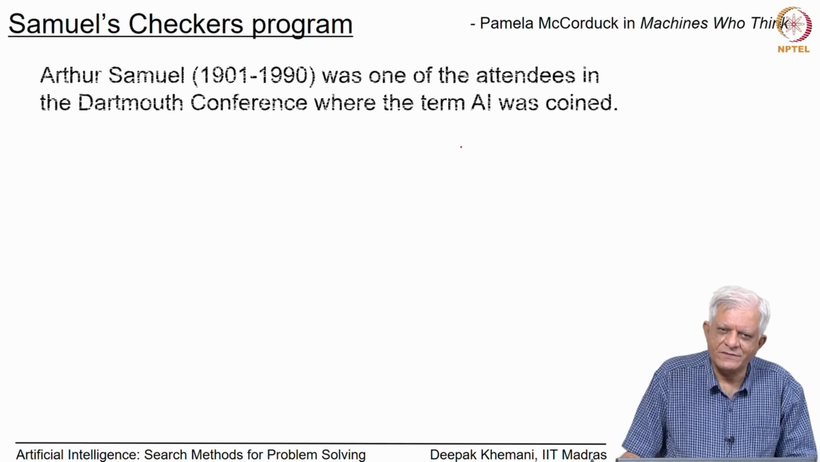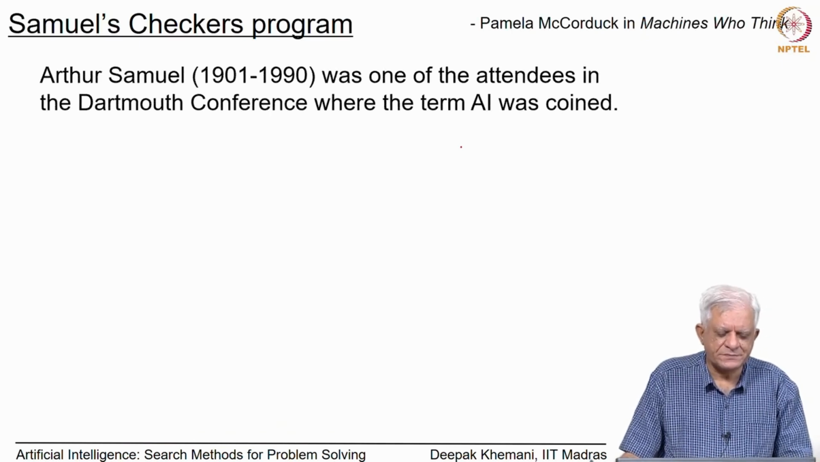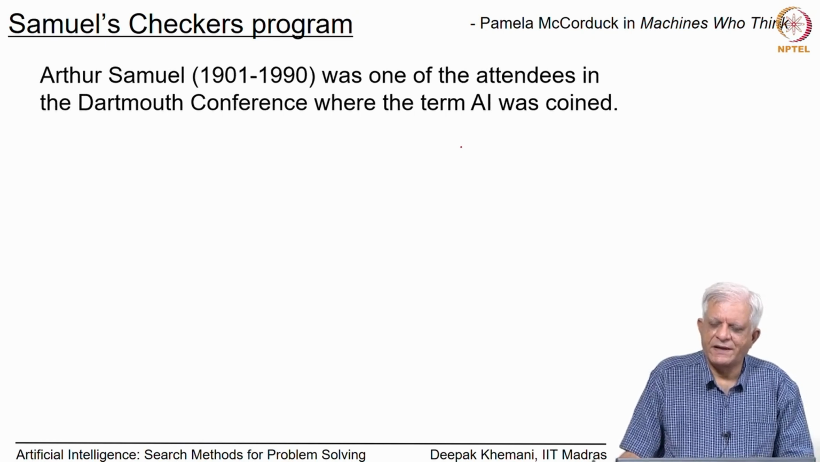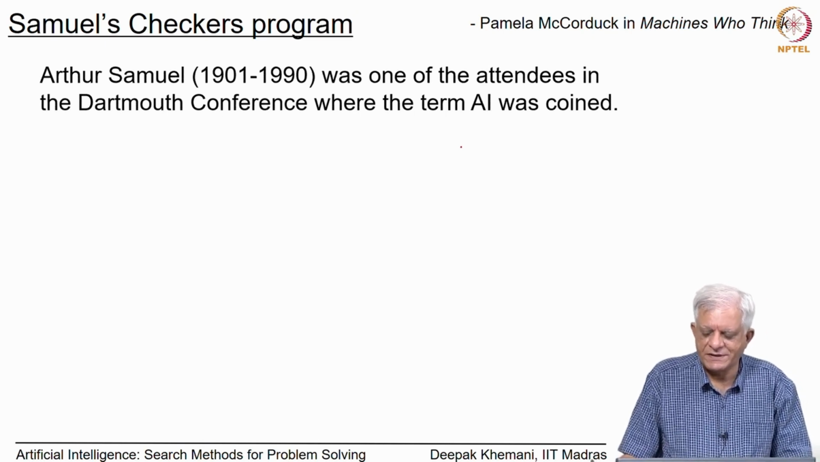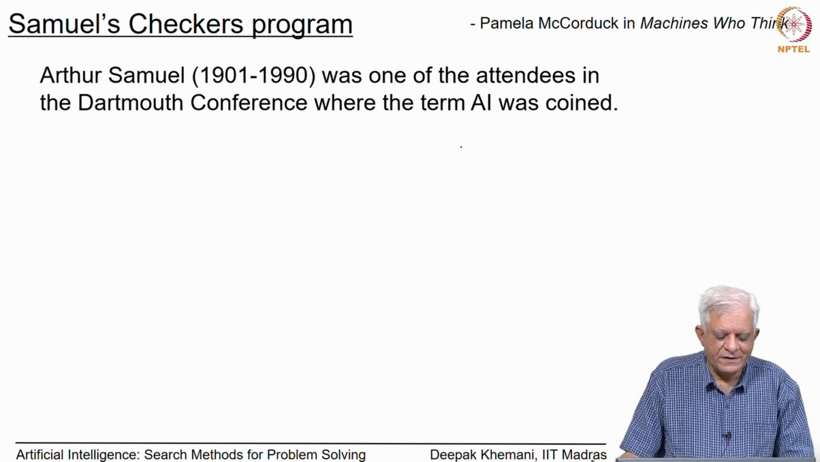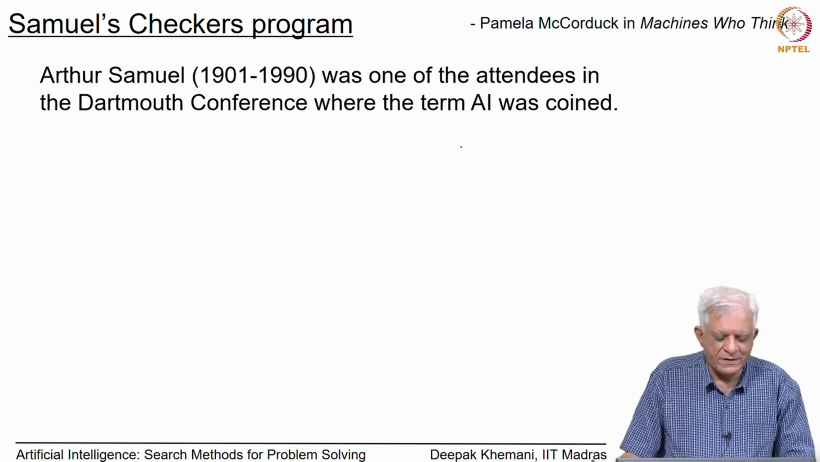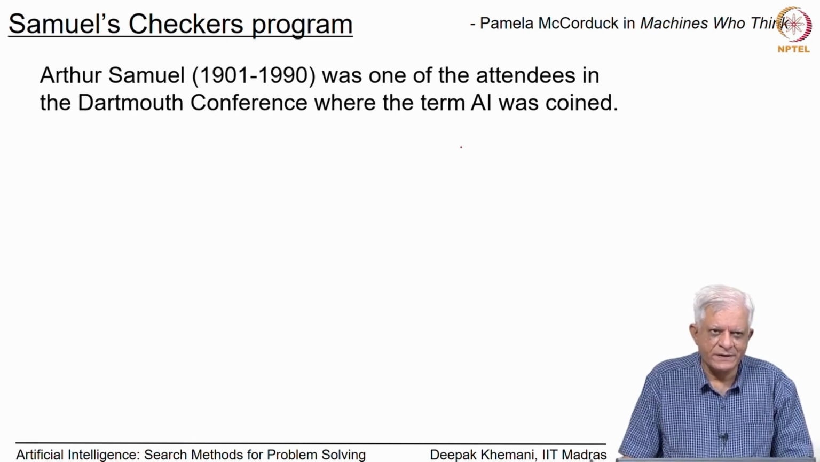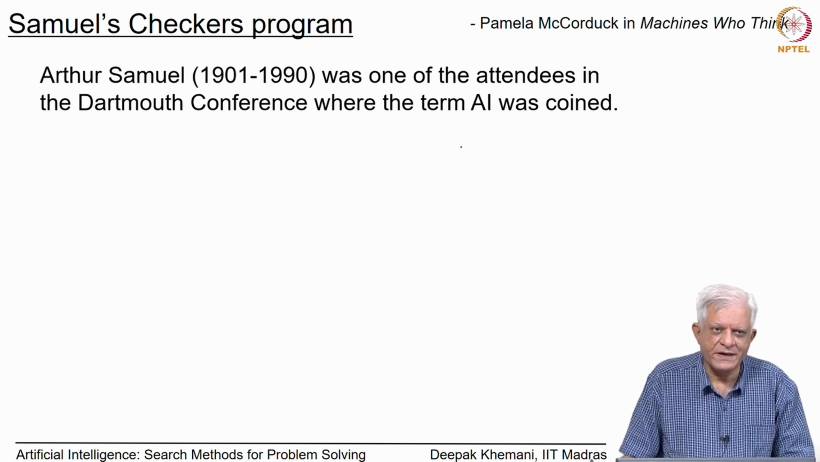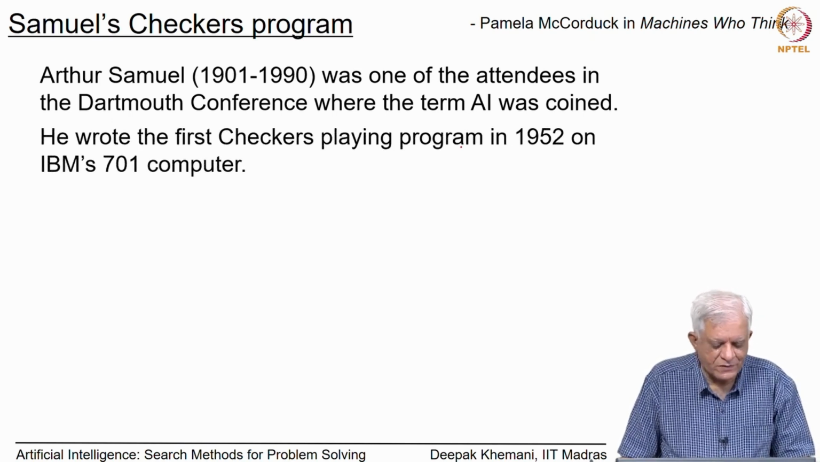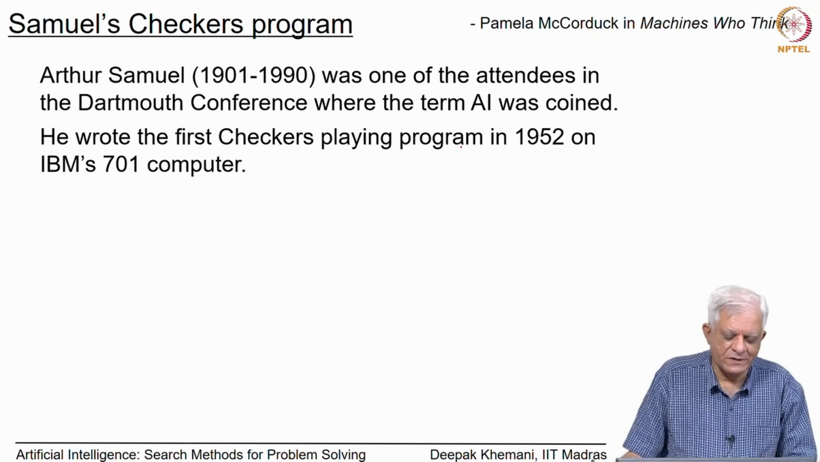A small deviation from chess here. A simpler game of checkers was actually the first one in which we achieved success, and this was thanks to Arthur Samuel, who was one of the attendees in the Dartmouth conference where the term AI was coined. He wrote the first checkers playing program in 1952 on IBM's 701 computer.